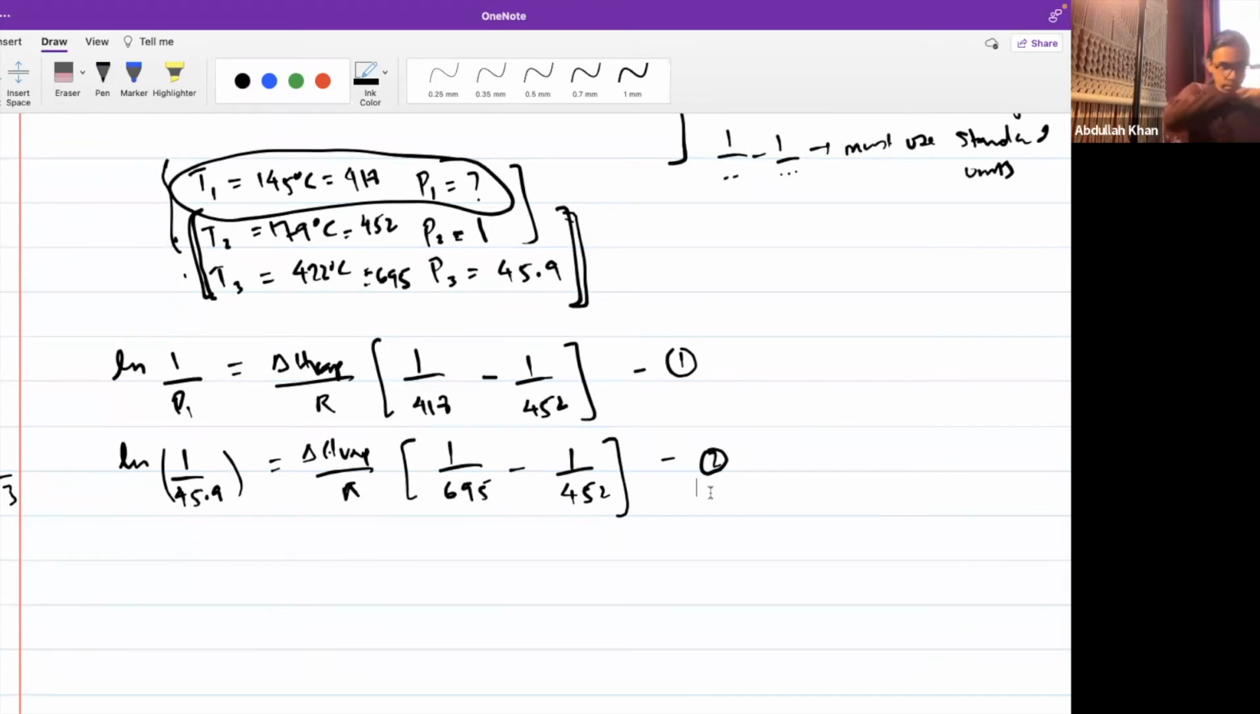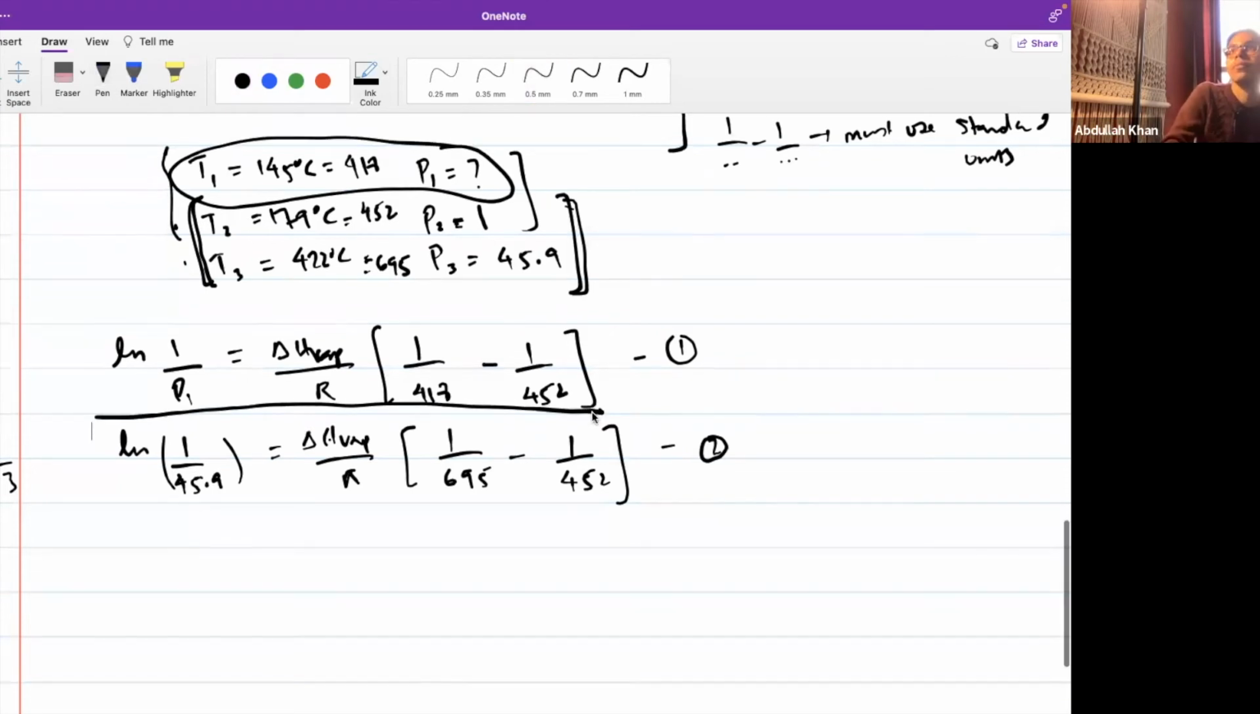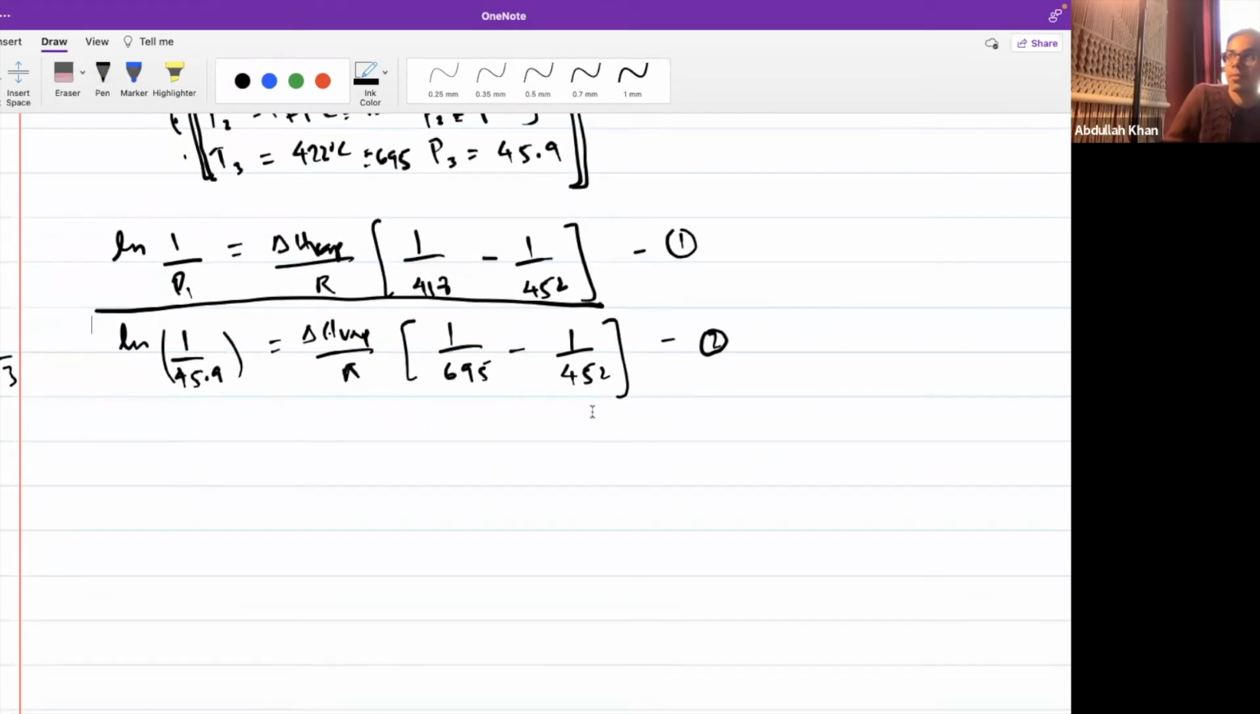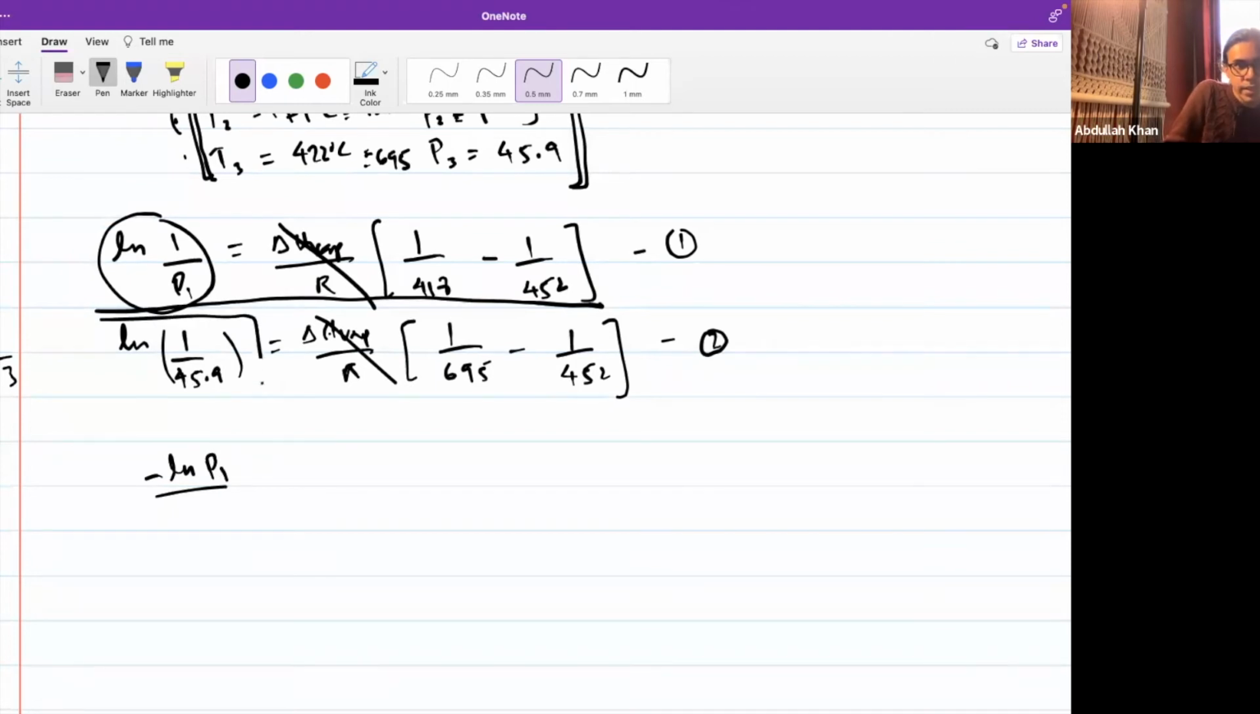And since we don't want to go through the trouble of figuring out delta H vaporization in this method, just divide the two equations. All of that goes away. And that's the use of dividing these two equations. ln of 1 over something is negative ln of that thing. This here is some number.